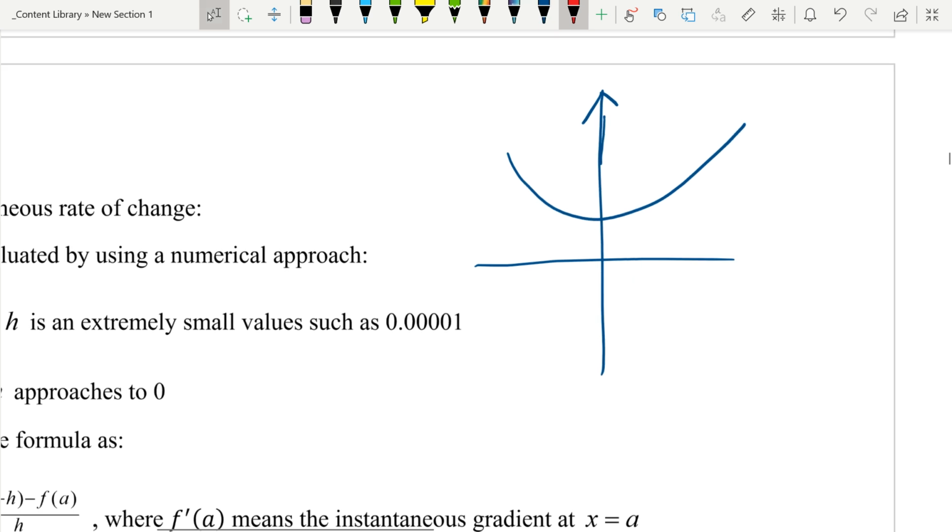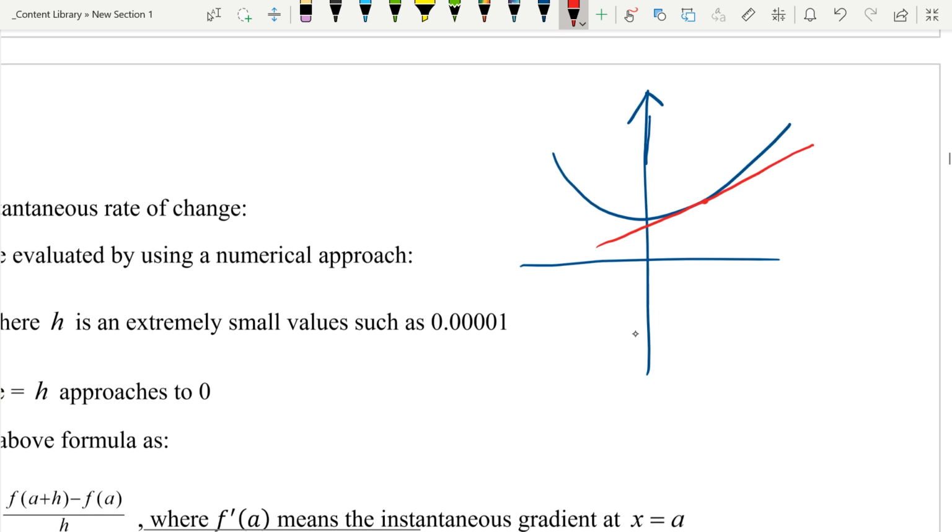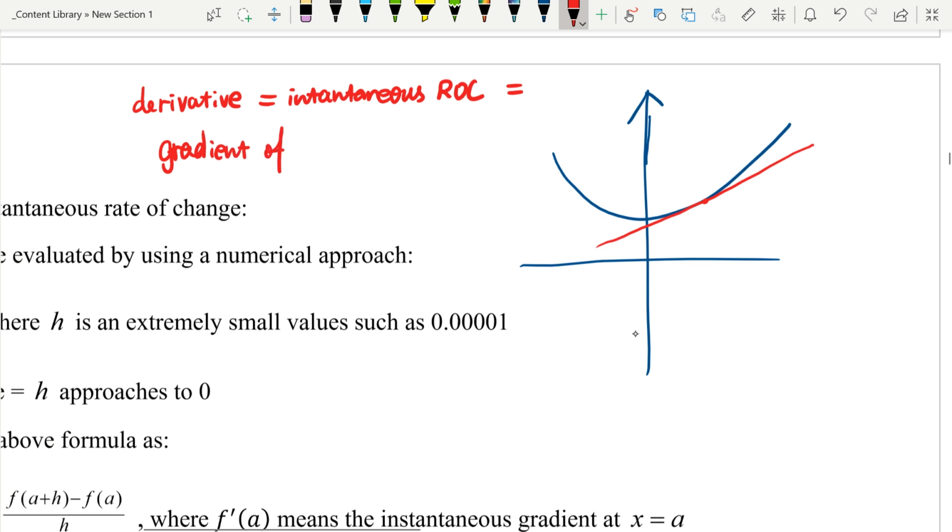Okay, what is derivative? You need to know the definition for derivatives. Derivative is the instantaneous rate of change, and it's the gradient of the tangent. Let's write that down. Derivative equals the instantaneous rate of change, and that equals the gradient of the tangent at that point.